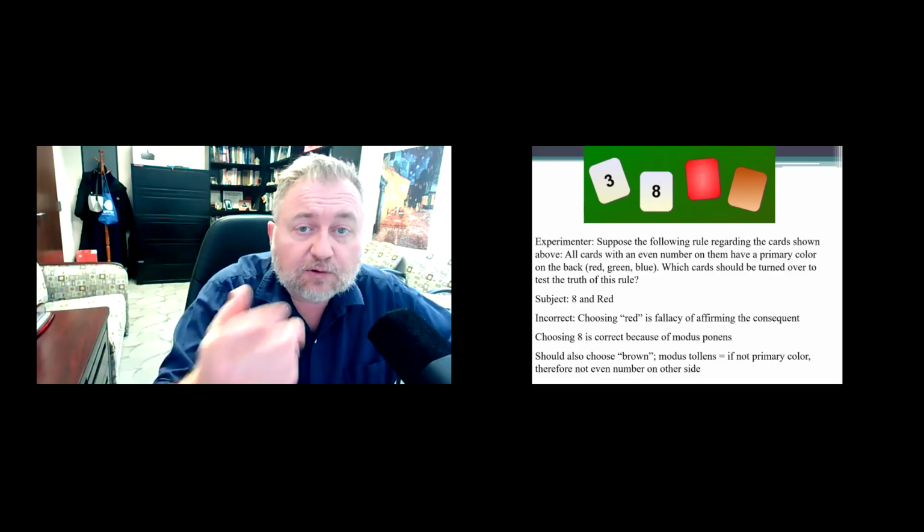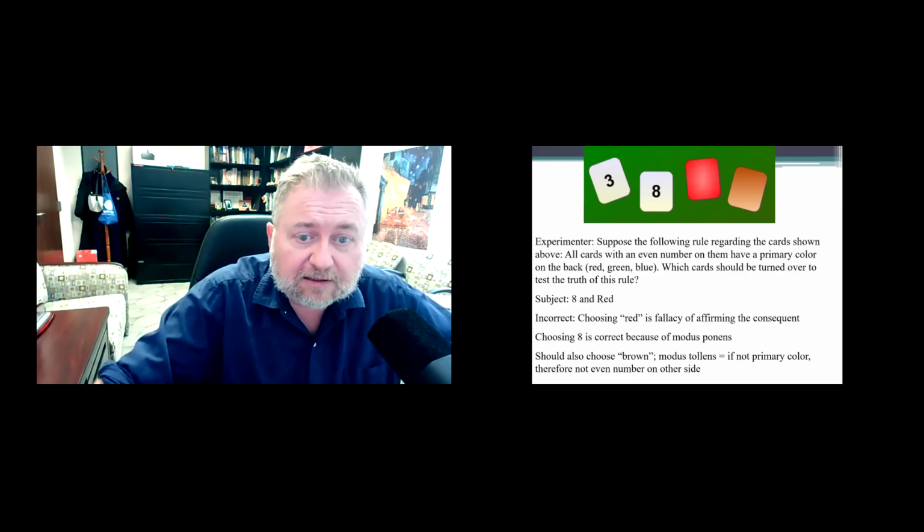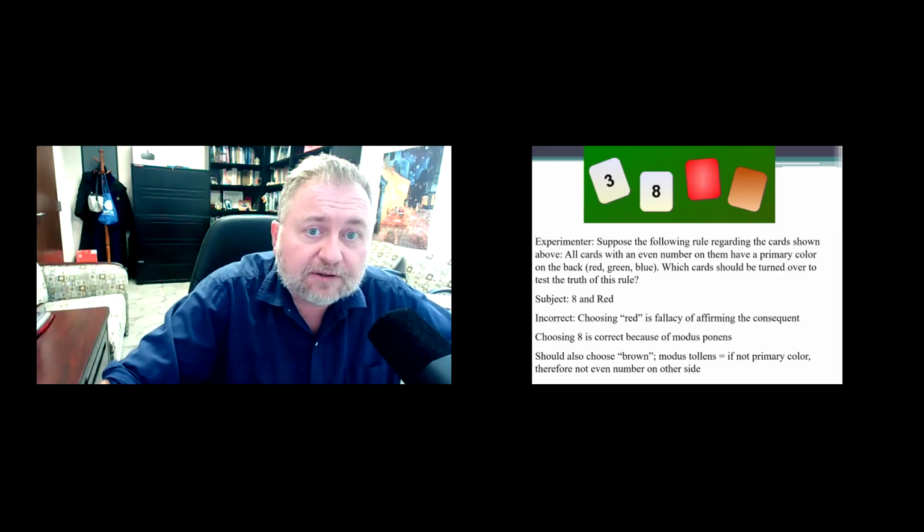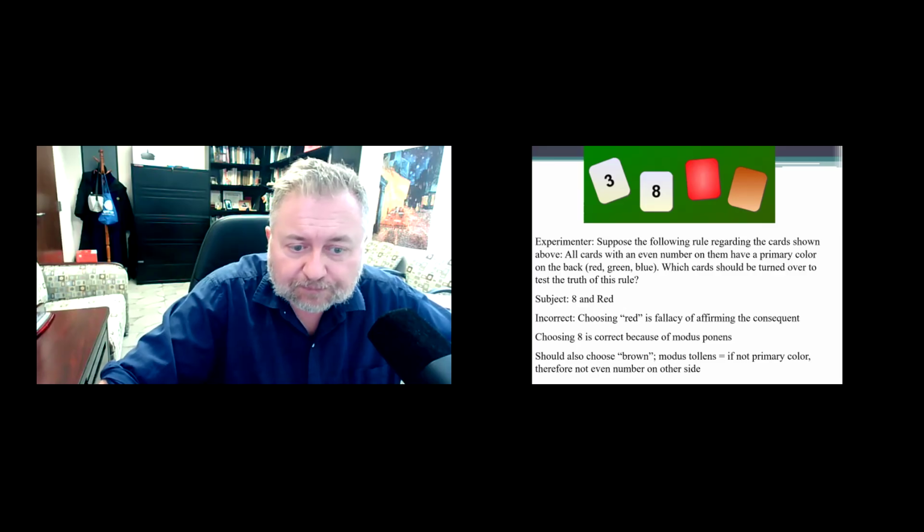So that would suggest, of course, that the number 8 has a primary color if this statement is true. And so which cards should be turned over to test the truth of the rule, right? Well, one of the things that we see is that the 8 is one that we probably want to turn over here, because we would expect it to have a primary color on the back. So that would test the rule.